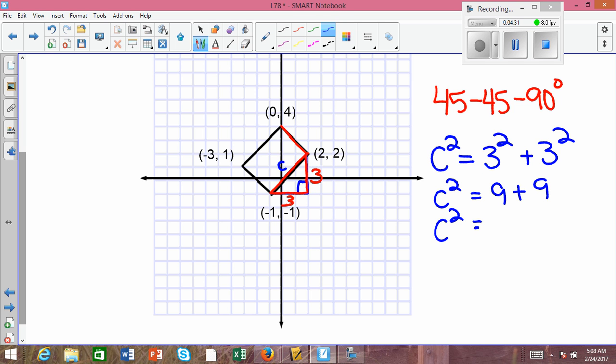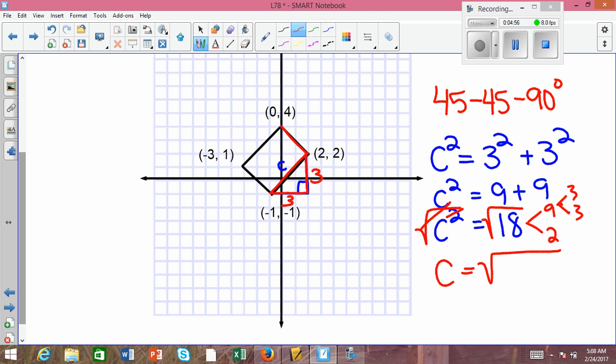C squared is equal to 18. And in order to solve this, this is where it gets tricky. We need to find the square root because we need not c squared, but c all by itself. So how do we find the square root of 18? Well, factor. 9, 2, 3, 3. Okay? So here we end up with the square root of, circle your primes, 2 times 3 times 3.